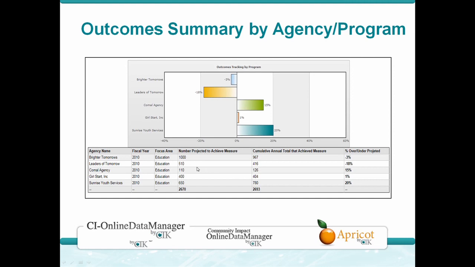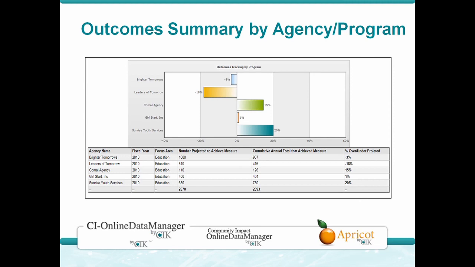Leaders for Tomorrow said 510 kids would do better, only 416 did, so they were down 18%. So again, that may mean we want to talk to that agency before we fund them again. The other 3 agencies actually exceeded their goals, as you can see.